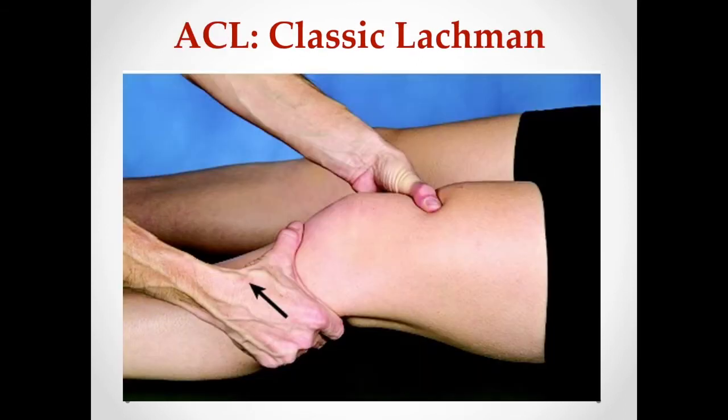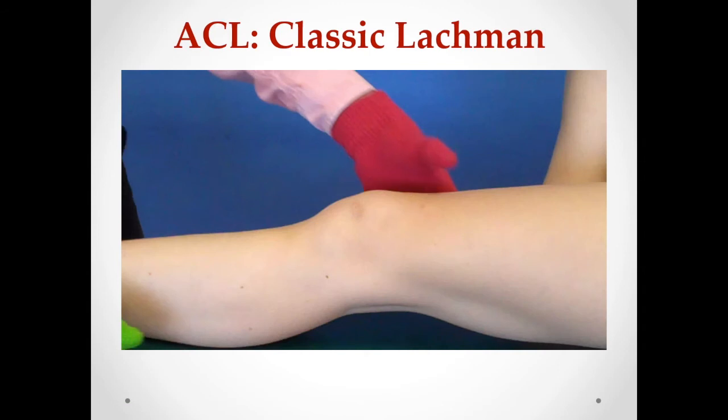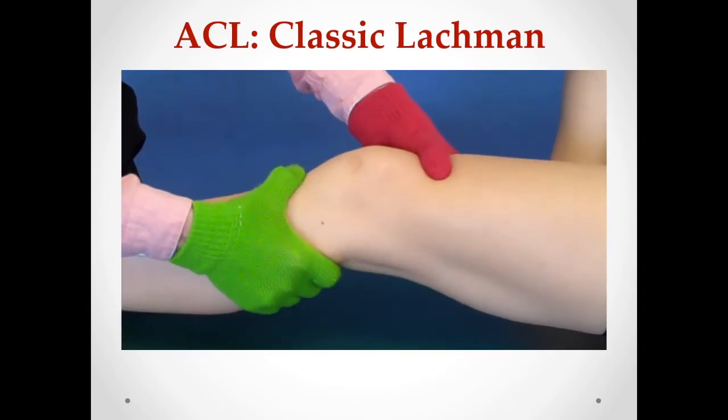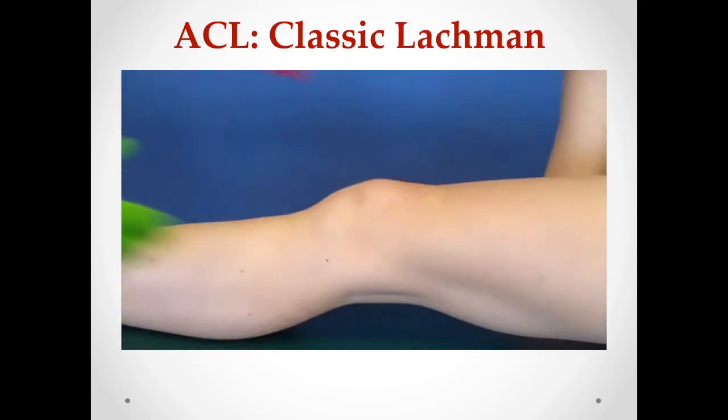The classic Lachman's has been known as the gold standard for ACL assessment, but there are significant problems. The Lachman's involves grasping the distal aspect of the thigh with one hand and stabilizing it, and then grasping the most proximal aspect of the tib fib and translating in an anterior direction. Here you see a video of that technique, stabilizing proximal, translating distal. You see an abrupt end feel indicating an intact ACL.